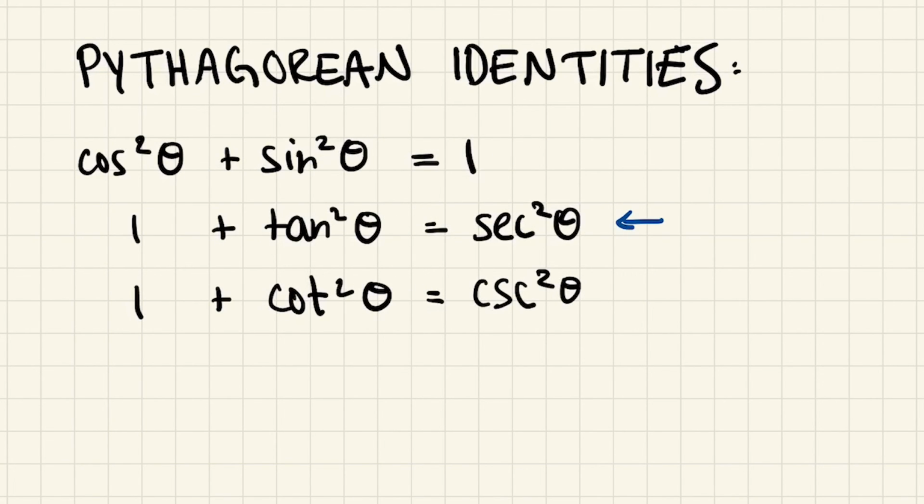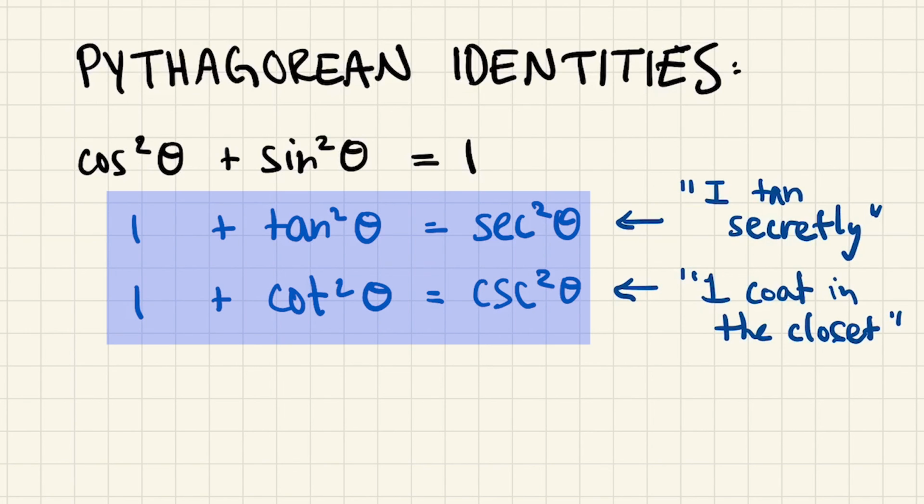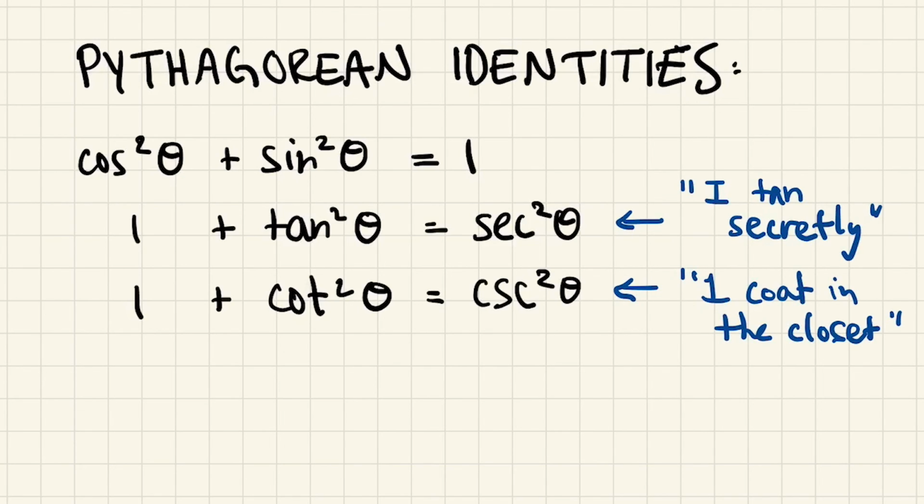And these last two have helpful mnemonics. This one here, think of the sentence "I tan secretly." And for the other one, think of the sentence "1 coat in the closet." Those mnemonics are only helpful if you understand the structure of the identity that you're expecting. But if you do, then they are very helpful mnemonics.